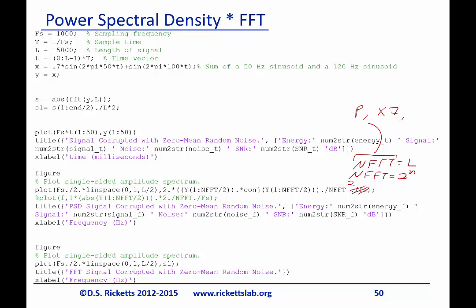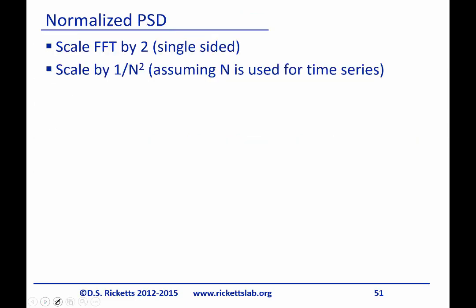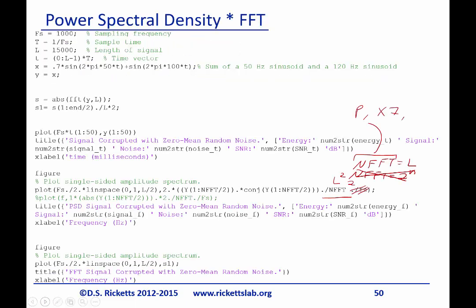In our case, we didn't use this. We used it as L, and that allows us to just divide by the number of points squared. So I could have also divided by L squared in this example. So let's see what we get here. I'm sorry, this was the code for the previous one.